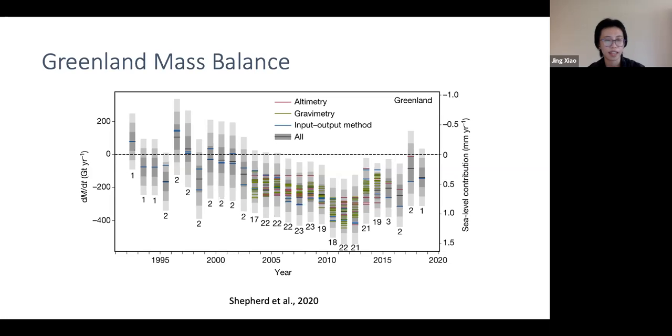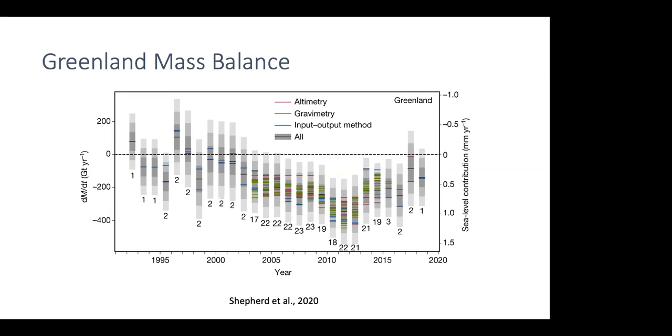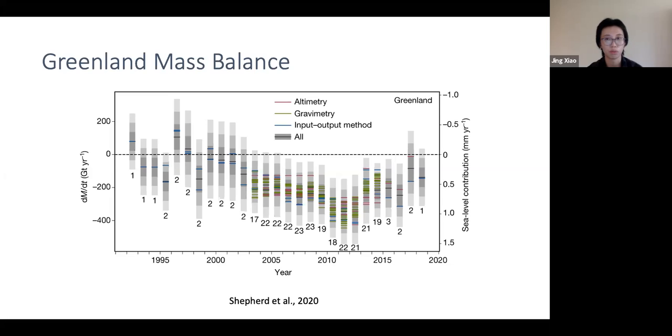We can clearly see that during the past 25 years, Greenland has mostly been in negative mass balance. Also, the rate of ice loss has generally increased over time. For example, the ice loss rate rose from about 18 gigatons per year between 1992 and 1997 to almost 270 gigatons per year between 2007 and 2012.